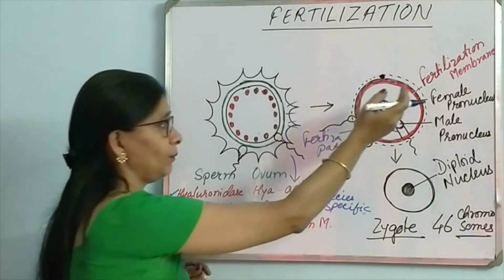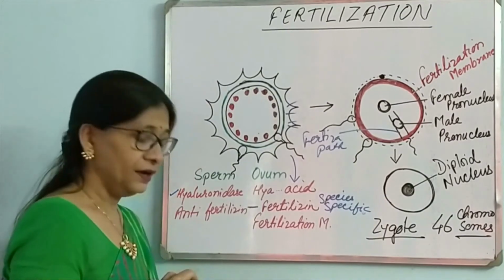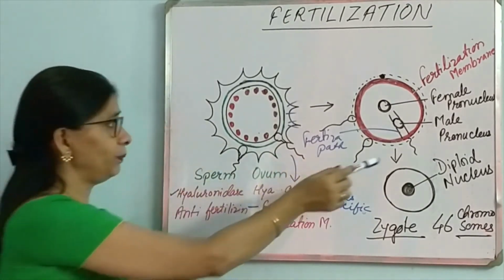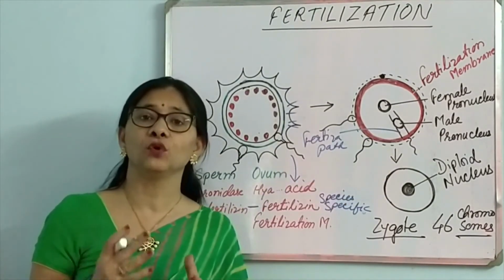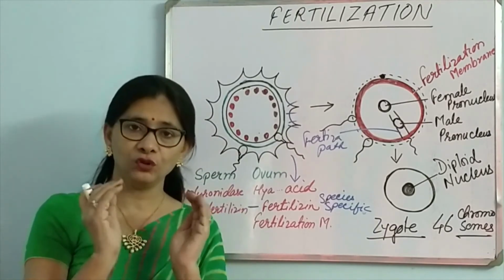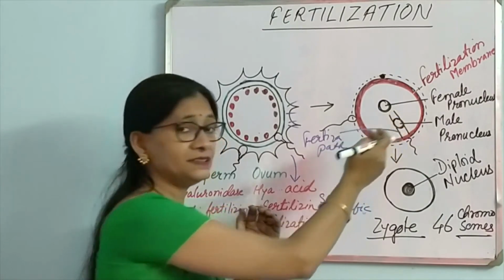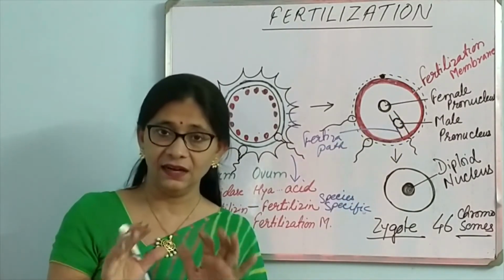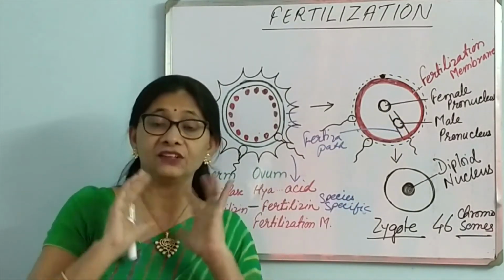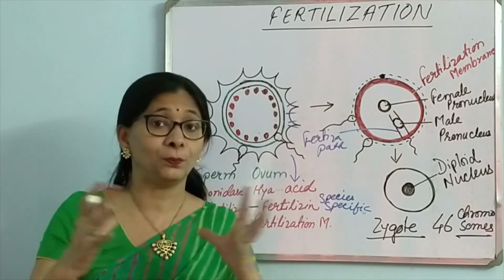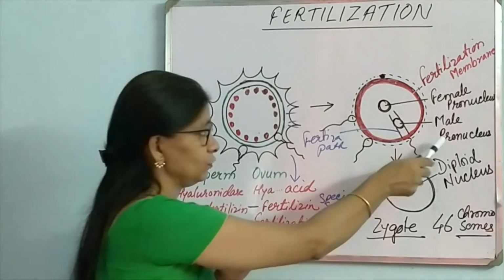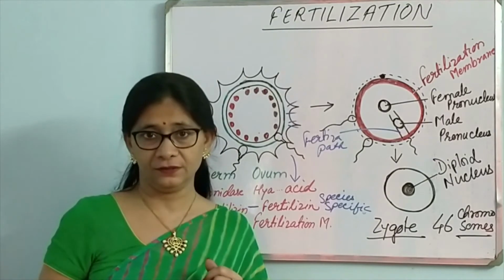Now let us just talk about pronucleuses. What are they? Remember, when the nucleus was in the sperm, at that time it was very much constricted. So as it enters the cytoplasm of the egg cell, it expands a little. The chromosomes spread out a little. This is known as male pronucleus.